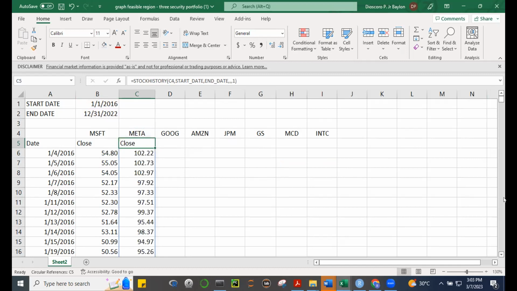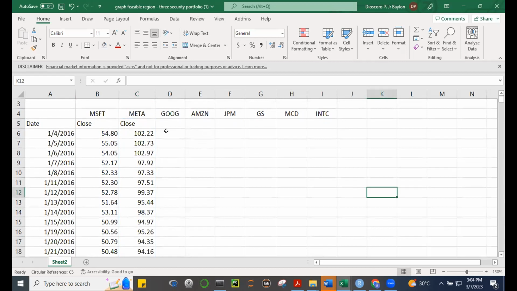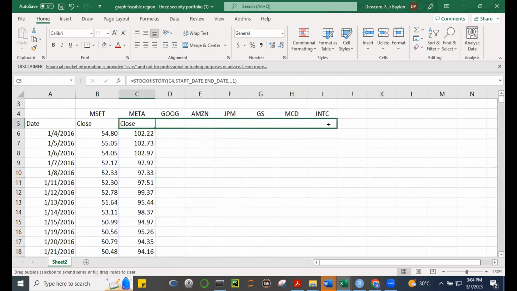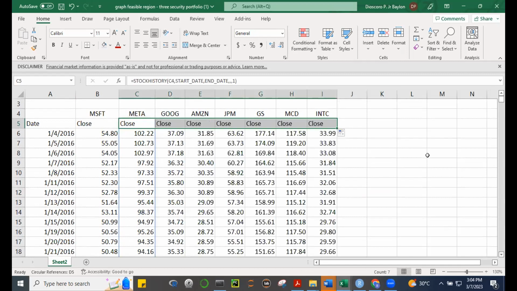It's now downloading. There you go. Very fast, class. Very fast. And then we can now copy this formula to the right. Right, class? So what do you think about this functionality of Excel?